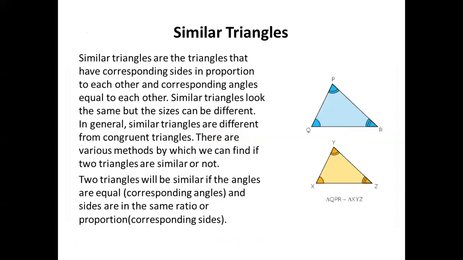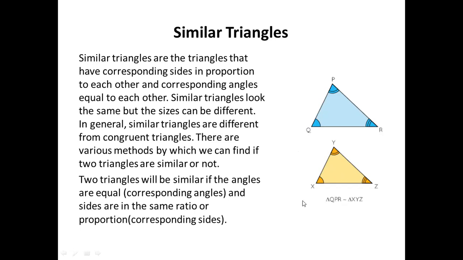So that was for equal triangles, and now we'll look at similar triangles. So what are similar triangles? They are triangles whose corresponding sides are in proportion to each other. They are not equal because one of them can be smaller, with a different size, and one of them can be bigger. We have various methods to find whether they're similar or not. And they're similar if the angles are equal.